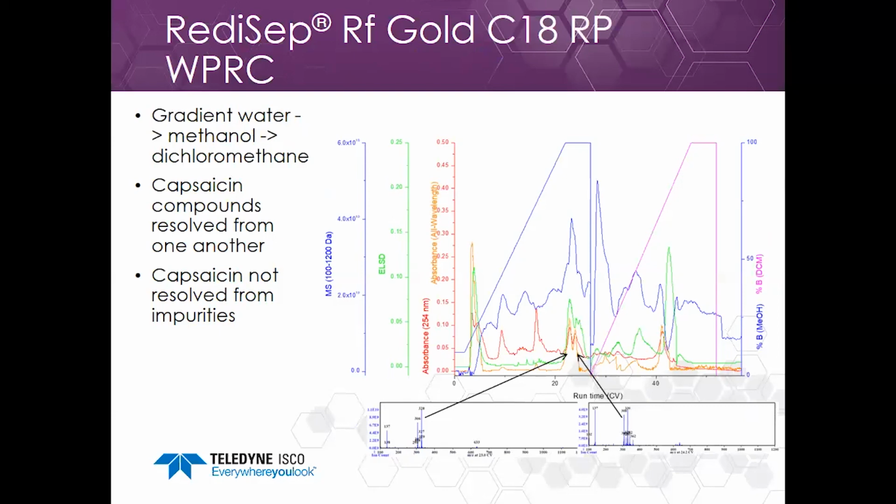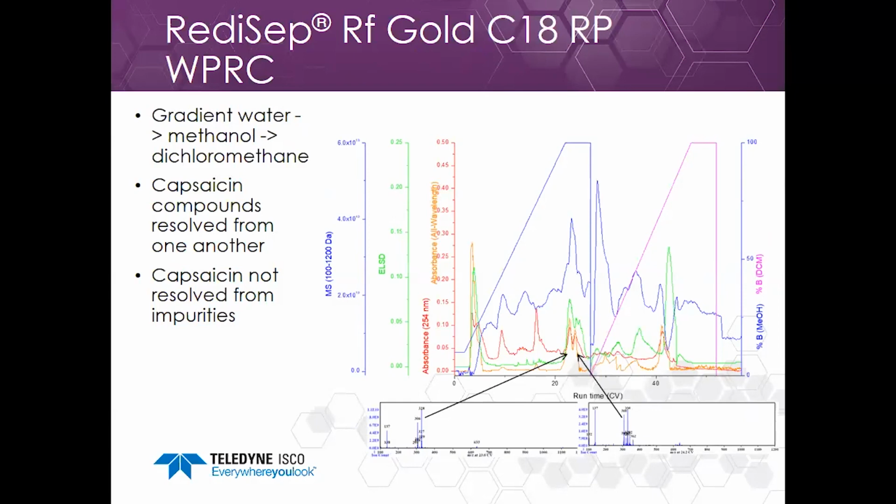For reverse phase, I ran Redisep Gold C18. The gradient here was water to methanol to dichloromethane. Going from methanol to dichloromethane is called non-aqueous reverse phase, and we have some application notes on that. That is very useful for very, very non-polar compounds.